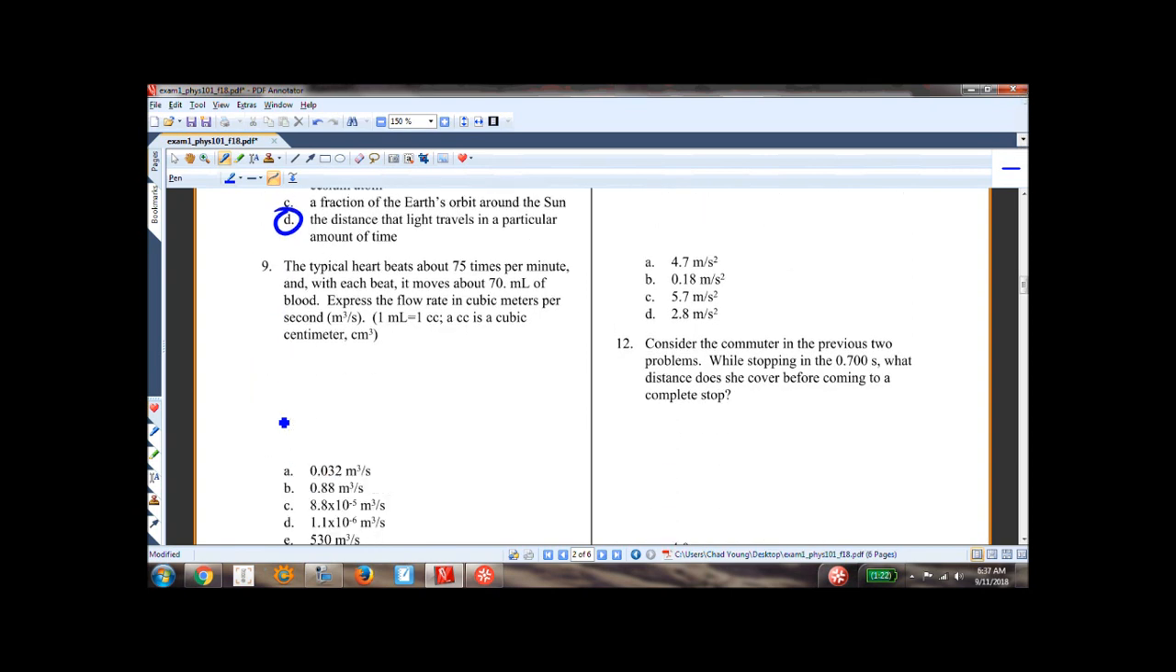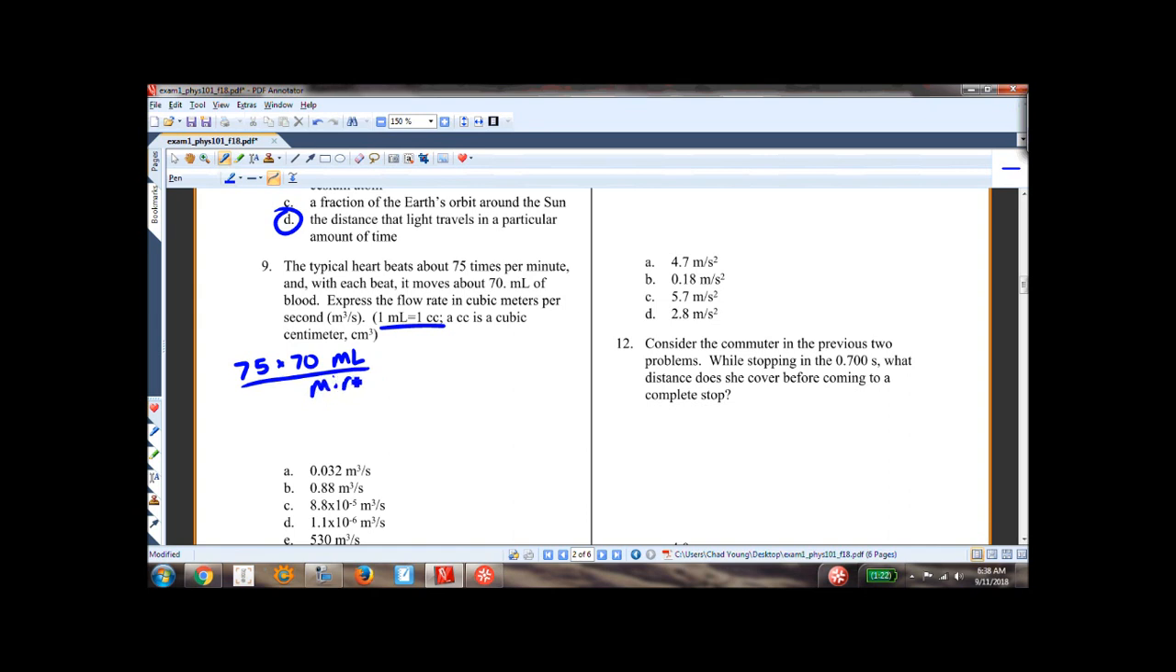So I have 75 times per minute. That's the heartbeat. Each beat, it moves about 70 milliliters of blood, and I want to express this rate in cubic meters per second. So the first thing I need to figure out is how many cubic centimeters per second. And I give you this hint that 1 milliliter is equal to 1 cubic centimeter. It's a cc. So I say 75 times 70. That gives me the flow rate in milliliters per minute.